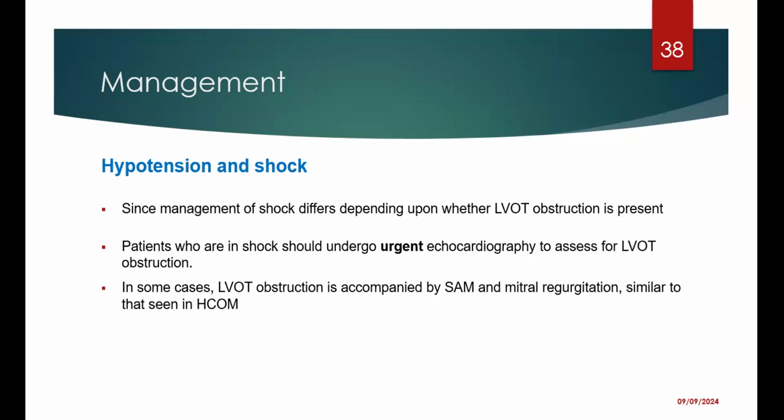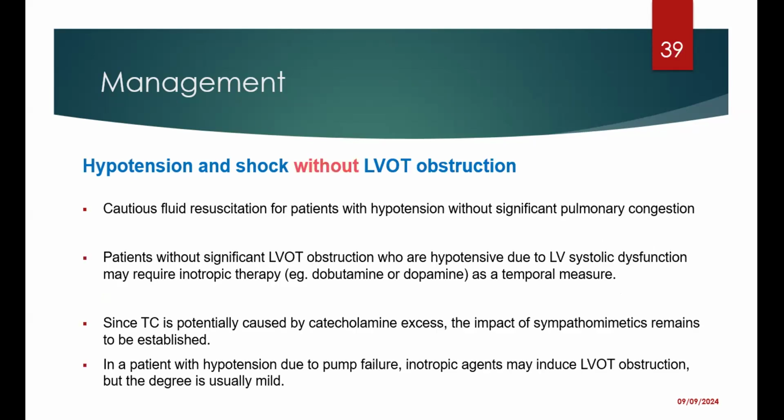So since the management of shock differs depending upon whether LVOT obstruction is present or not, for patients who present with shock, it is recommended that echo is done urgently to determine whether or not LVOT obstruction is present. And in some cases, LVOT obstruction is accompanied with systolic anterior motion of the mitral valve and then mitral regurgitation. And this is similar to what is seen in hypertrophic cardiomyopathy.